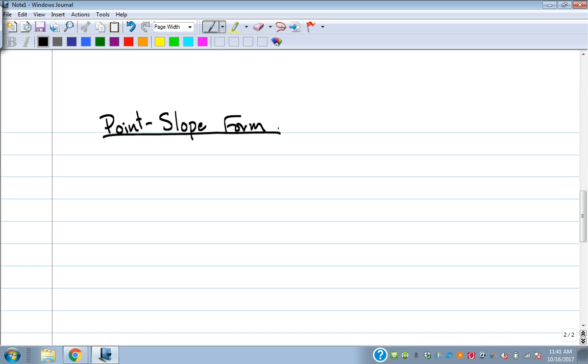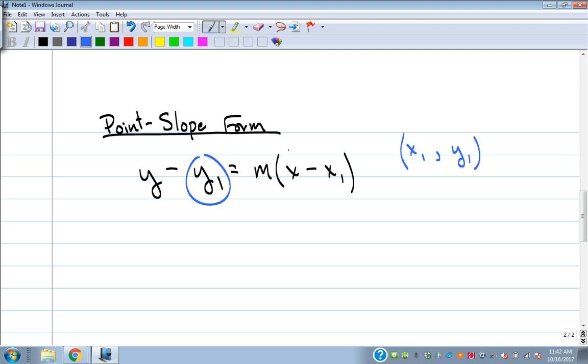Point slope form. In point slope form, with slope-intercept form, you had the slope and a y-intercept. With point slope form, what two things do you think you have? A point, like an ordered pair, and the slope. Okay? So if you've got those things, your equation can look like this. Okay? X1, Y1 is just an ordered pair. So these pieces are the x and the y coordinates from an ordered pair. The slope is still going to be given to you. That's still m. That m is still the slope.